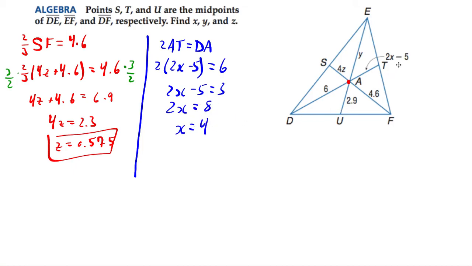If we check that for this one, this is 8 minus 5, which is 3. This is 3, and this is 6, so this is double that. The whole distance is 9. 2/3 of 9 is 6, and 1/3 of 9 is 3, so that all works out very nicely.